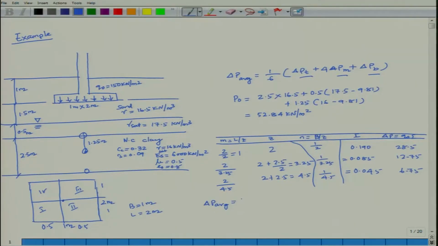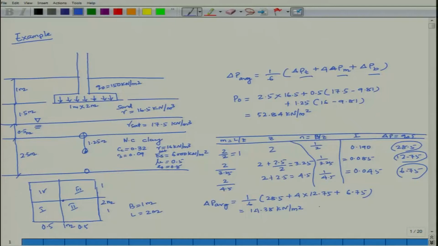Delta P average is equal to 1/6 into (28.5 plus 4 into 12.75 plus 6.75). 6.75 is the increase in stress at the bottom, 12.75 is the middle, and 28.5 is the top, and times 1/6. It comes out to be 14.38 kilonewton per meter square.